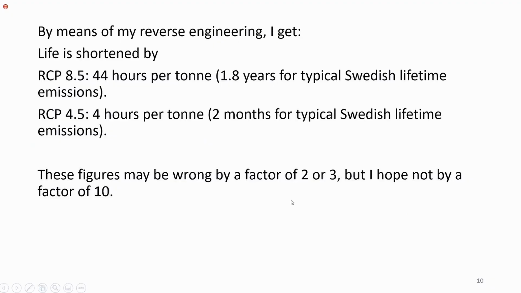They certainly could be very far wrong. They could be out, I would think, by a factor of 2 or 3, but I hope they're not out by an order of magnitude, at least. One thing to point out about these figures is that they're not zero.